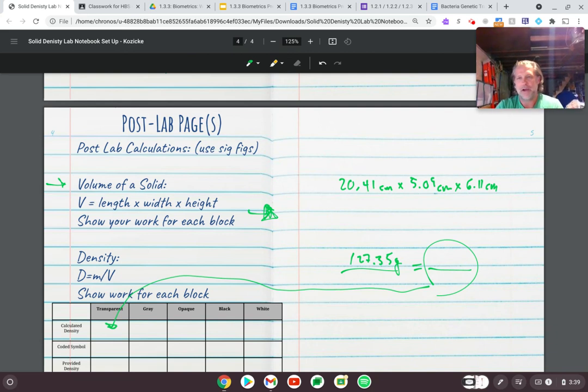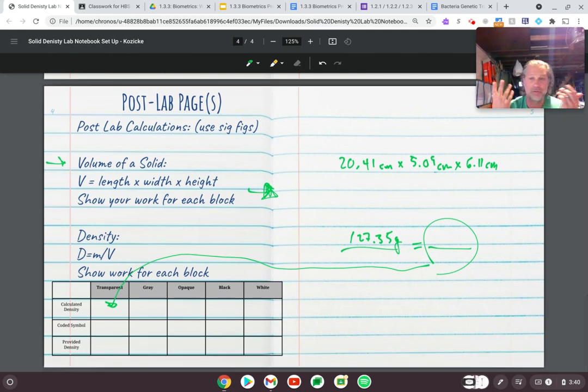Then you're going to look at that graph, right? That graph that was in the handout, and you are going to compare your calculated density to the provided densities in the graph. And whichever one it is closest to, you are going to then use the symbol in the coded symbol section. And that's pretty much what you're going to be doing in your lab today.